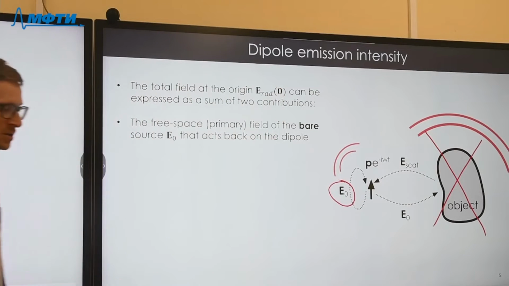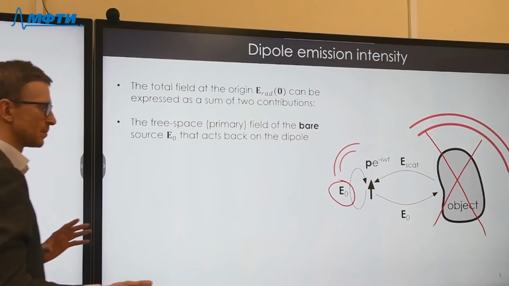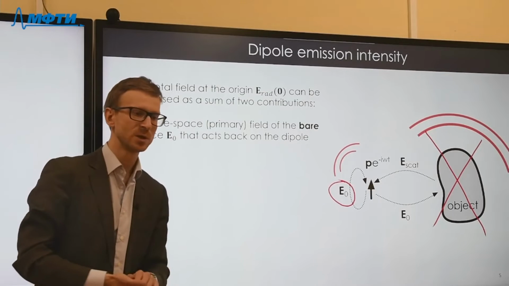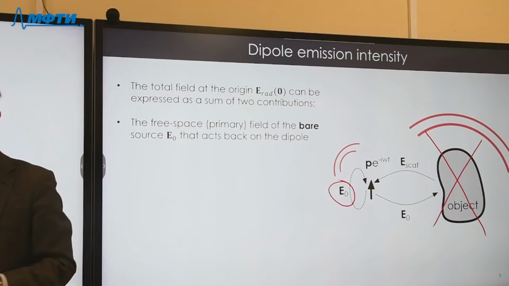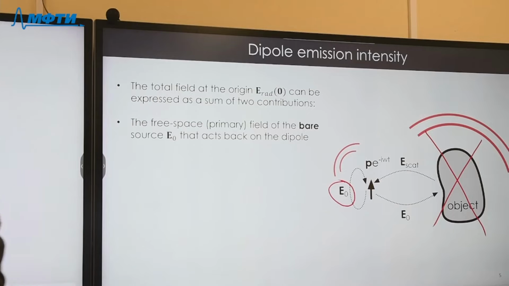And this field is described by the Green's tensor that we calculated together already 2 weeks ago. And if we correspondingly calculate the emission intensity, we're going to obtain the Larmor formula, which describes the emission intensity of point electric and magnetic dipoles in free space.